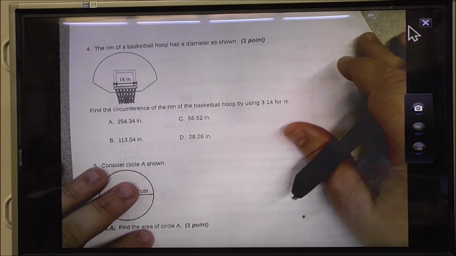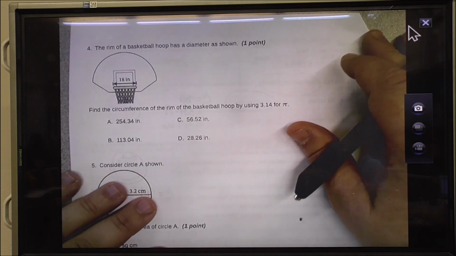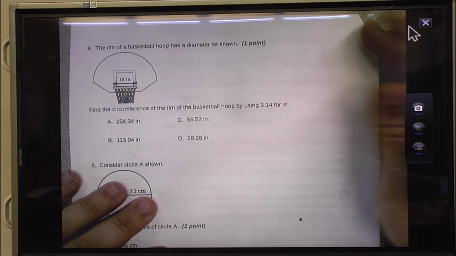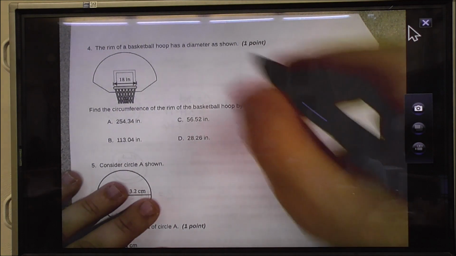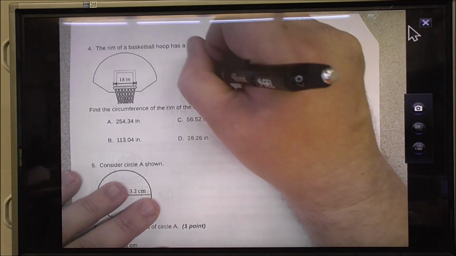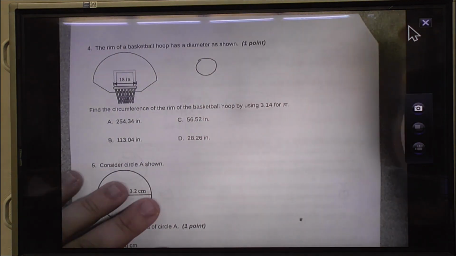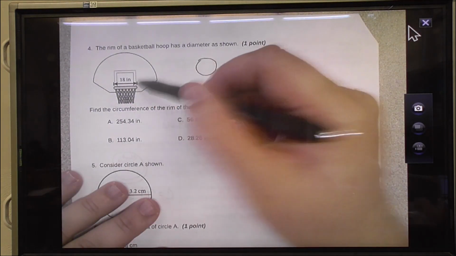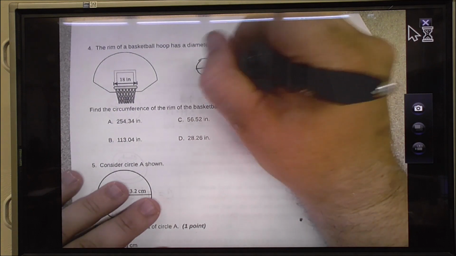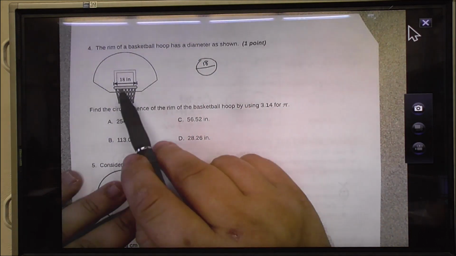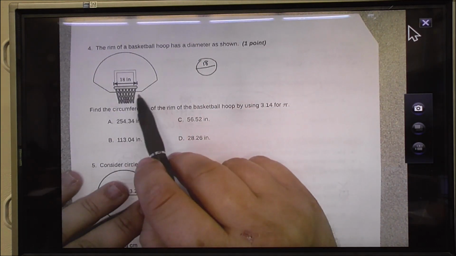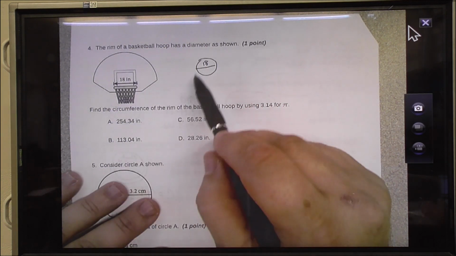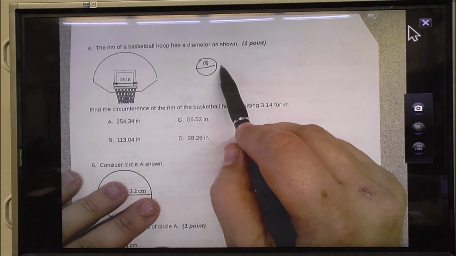Number 4, we're talking about a basketball rim. What shape is the basketball rim? A circle. Yeah, if you're looking from the roof or from the ceiling, it's a circle, right? If you're going from one side of the rim to the other side and it's 18, is that your diameter or your radius? Diameter. It goes all the way across the circle.